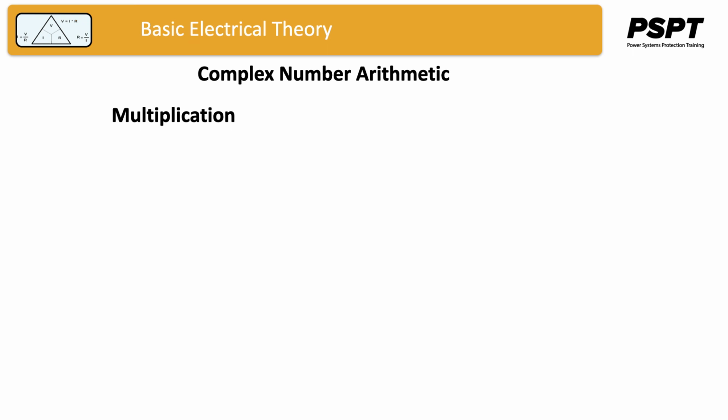For multiplication and division of phasors, polar notation is favored over rectangular notation because it's much easier to deal with. When multiplying complex numbers in polar form, we simply multiply the polar magnitudes of the two complex numbers to determine the polar magnitude of the product, and we add the angles of the complex numbers to determine the angle of the product. So let's look at a couple of examples.